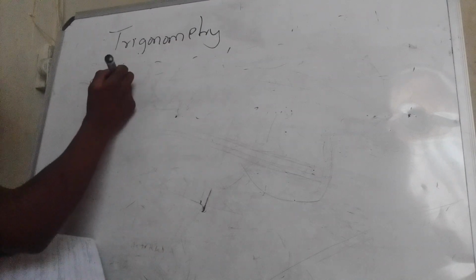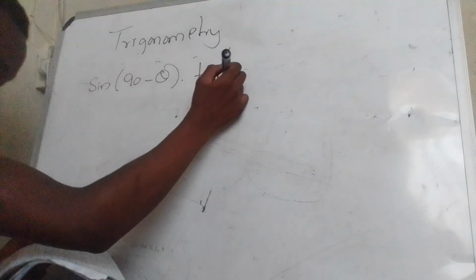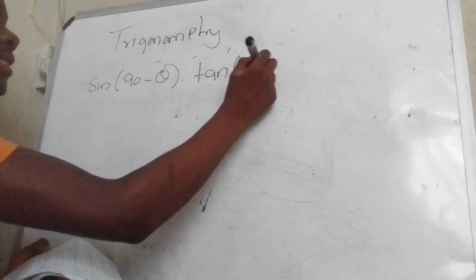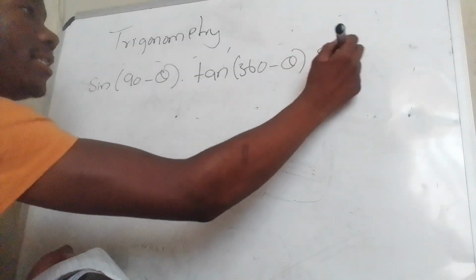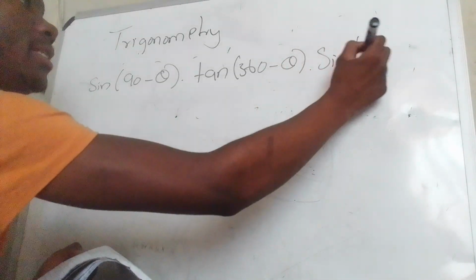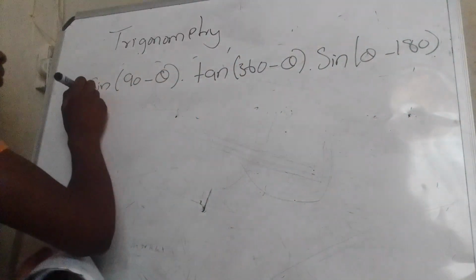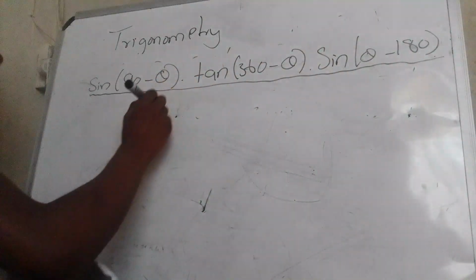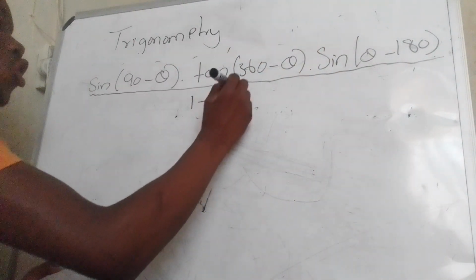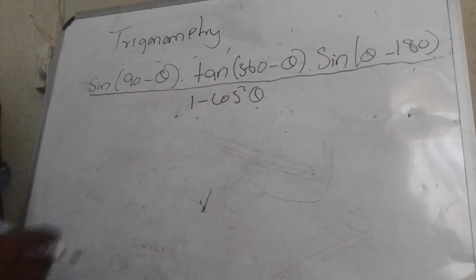We have sine of (90 minus theta) times tan of (360 minus theta), all over sine of (theta minus 180) times (1 minus cos squared theta). It's worth 6 marks.